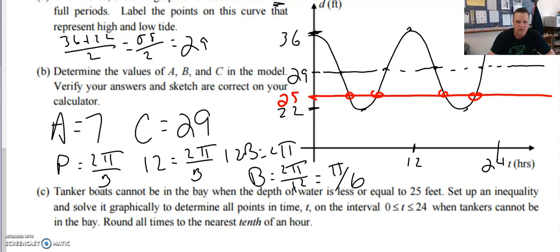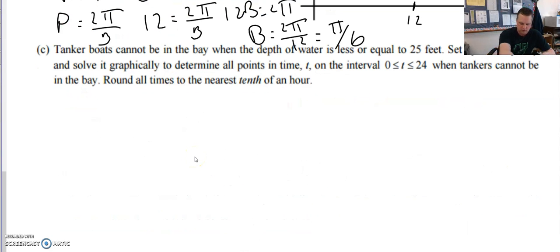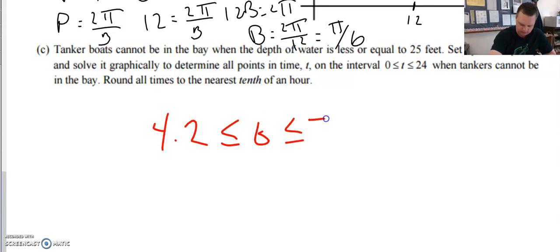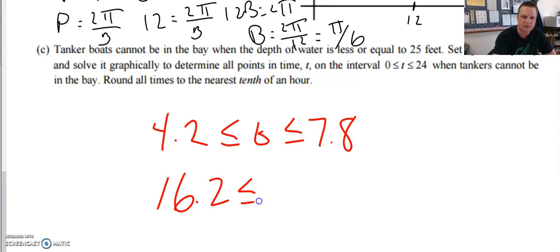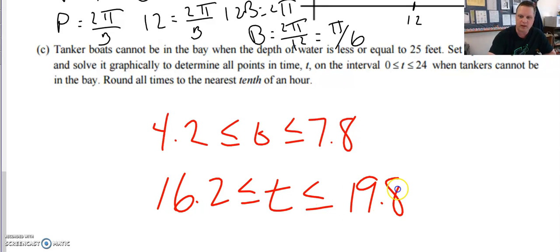So when we go back to here, we want to find when the tankers cannot be in the bay. So it's 4.2 less than or equal to T, less than or equal to 7.8. And the other 2 would have been 16.2 less than or equal to T, less than or equal to 19.8. And you would have found those the same way I found the first 2.